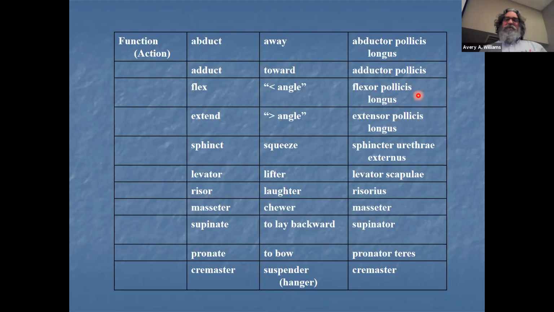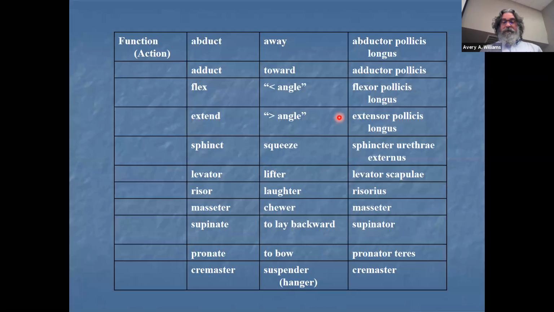Flexion, extension. Anyway, the muscles that allow you to flex your thumbs, here they are. The flexor pollicis longus and the extensor pollicis longus. Flexing and extending your thumb. And then, like I said, there's other flexor muscles and extender muscles and so forth.